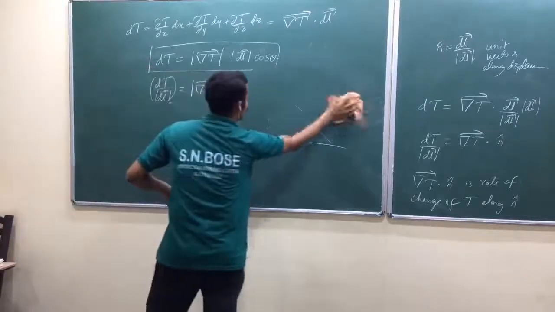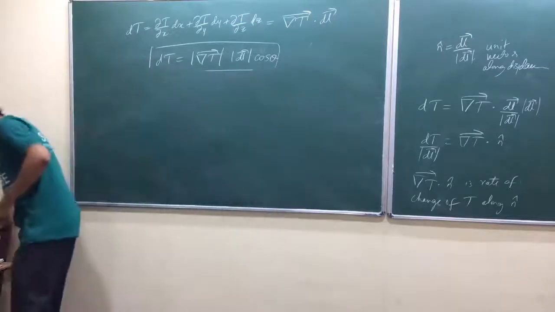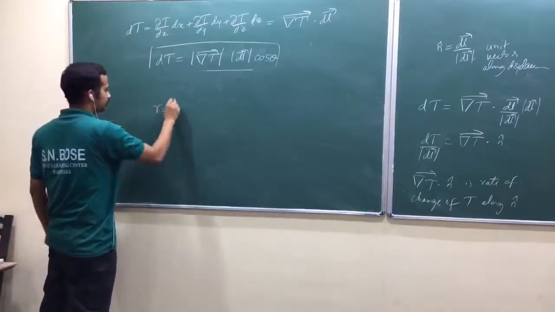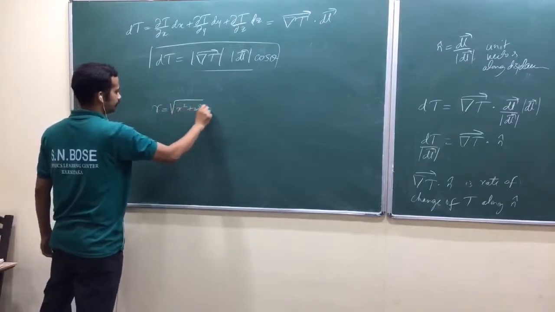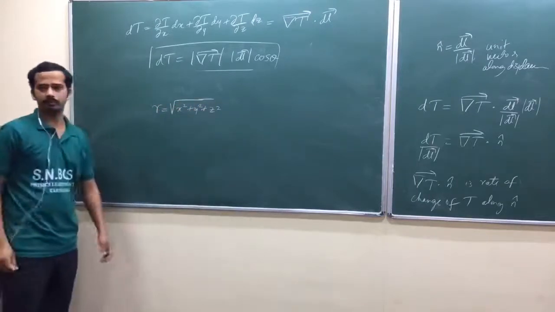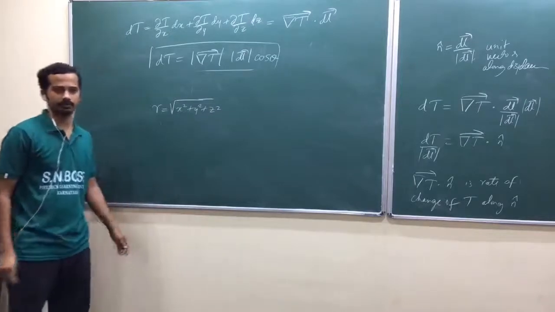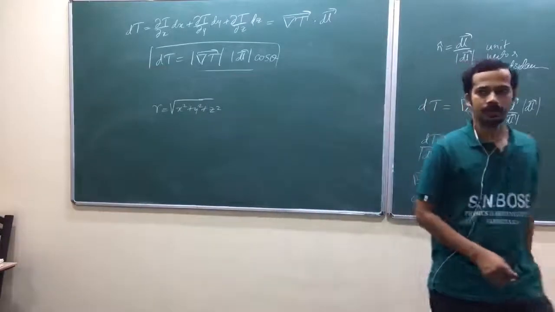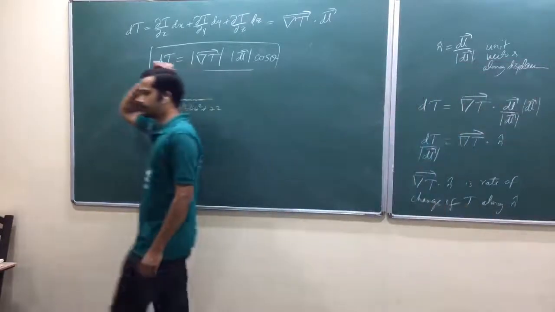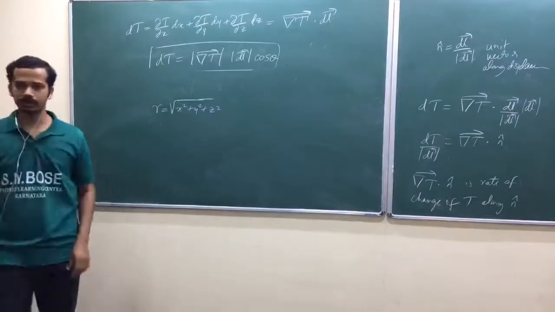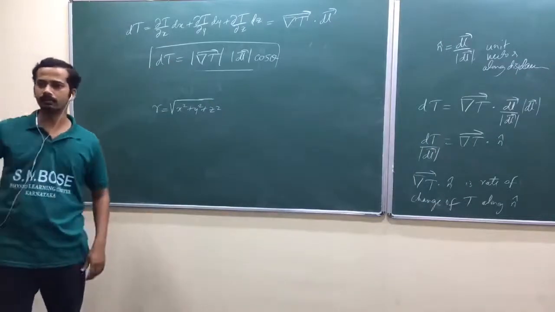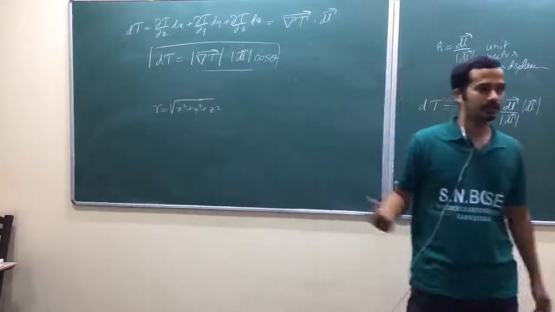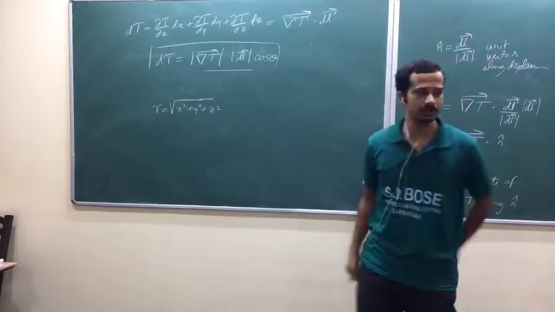So now, quickly do some problems. Example number 1.3: he defined a function r equal to root of x square plus y square plus z square. What is this one? The magnitude of the position vector. Am I right? That magnitude will change when you move radially outward. Suppose you are moving on a sphere centered at the origin, your magnitude of the position vector will not change. Am I right? Are you getting my point?